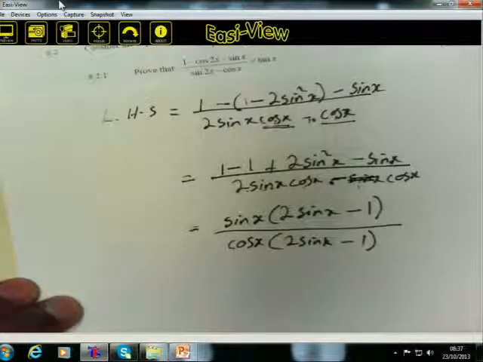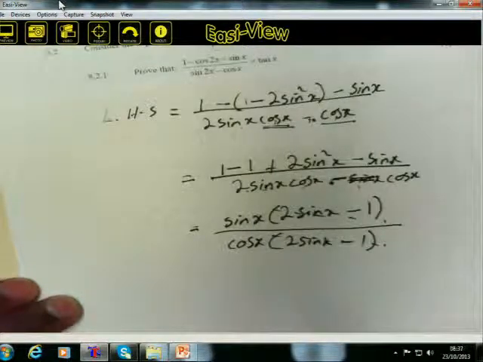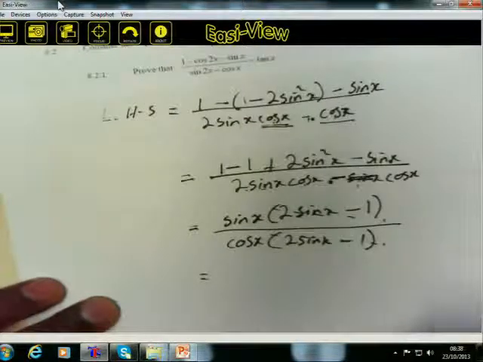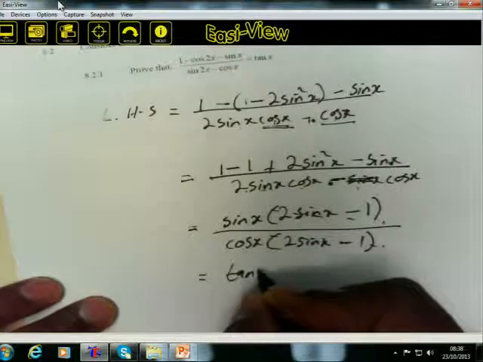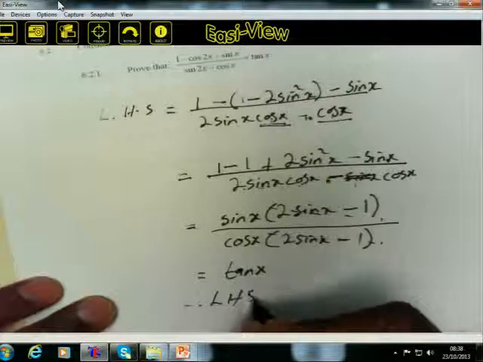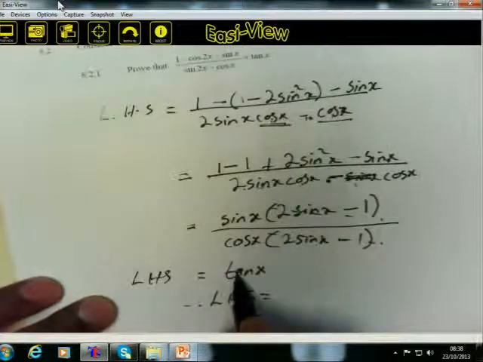They cancel off. Then if this 1 cancels this one, goes once into once, therefore you are only left with sine x over cos x. And sine x divided by cos x, according to fundamental identity, this will then give you the tangent of x. Then you can see therefore that the left-hand side, this is the left-hand side, we have simplified this left-hand side, is equal to tan x.